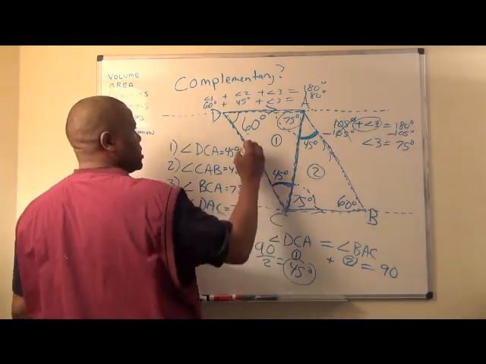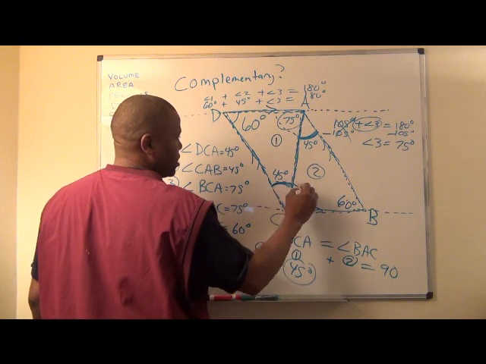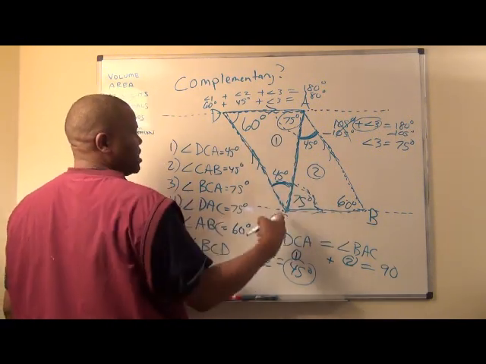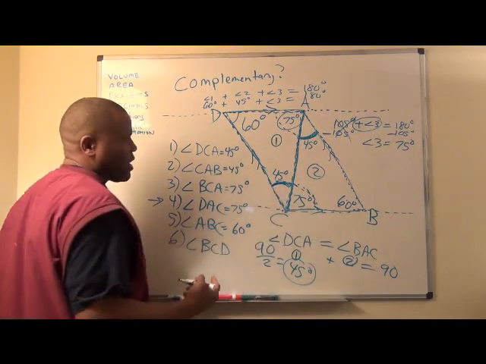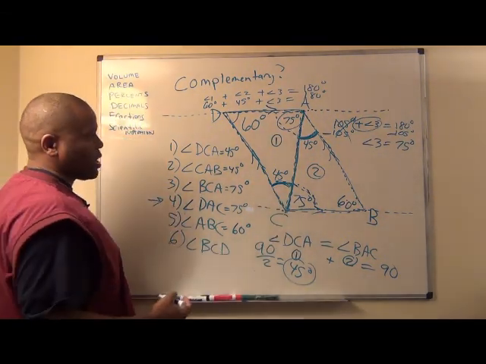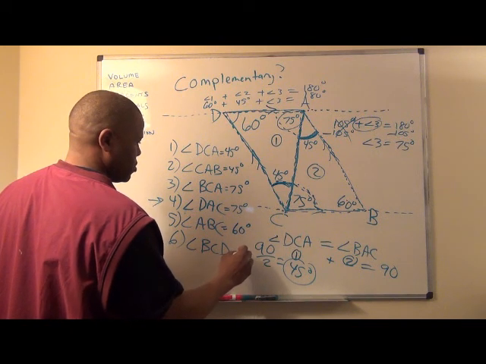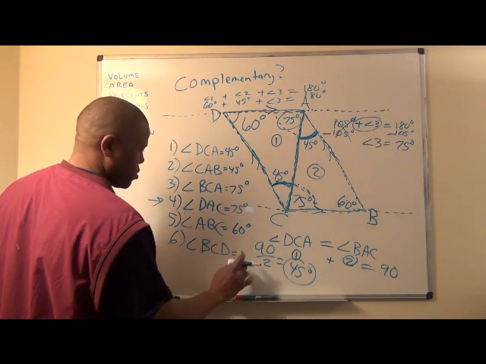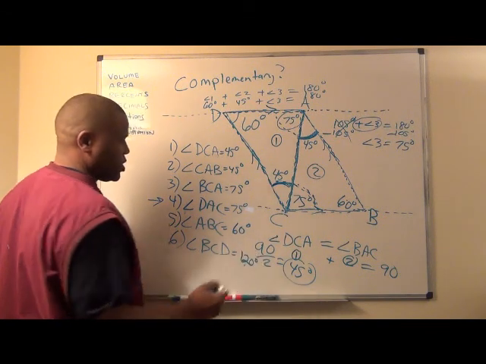And finally, angle BCD. So we're talking about all of this right here. Angle BCD is equal to 45 plus 75. 45 plus 75 is equal to 120 degrees.